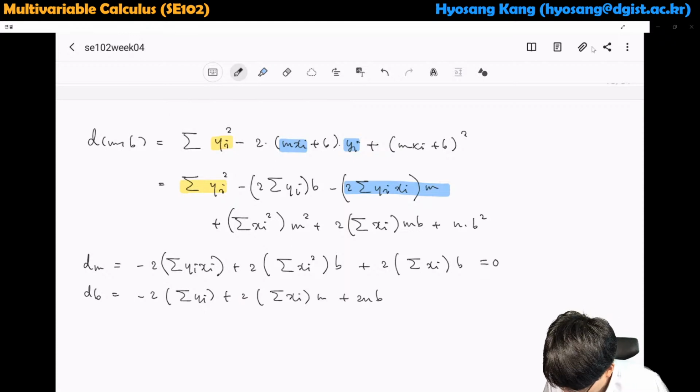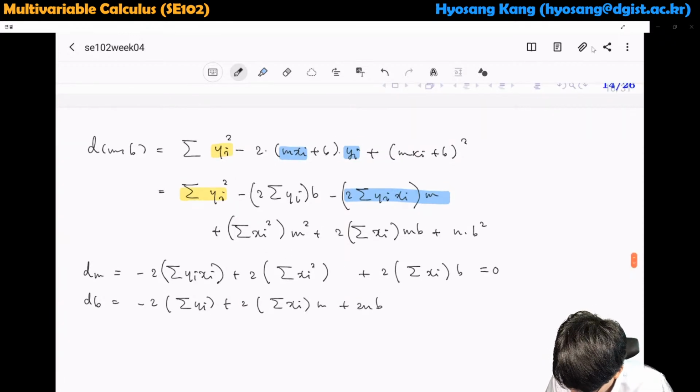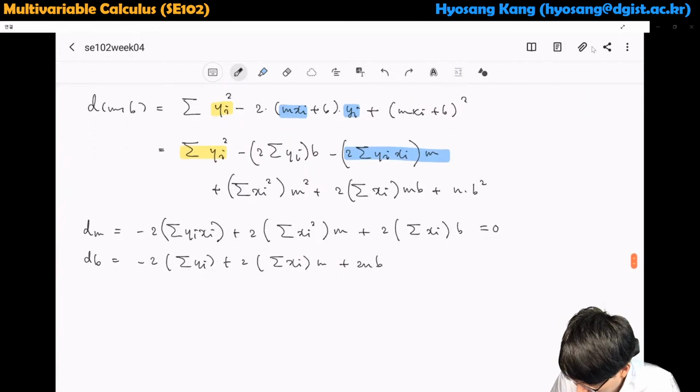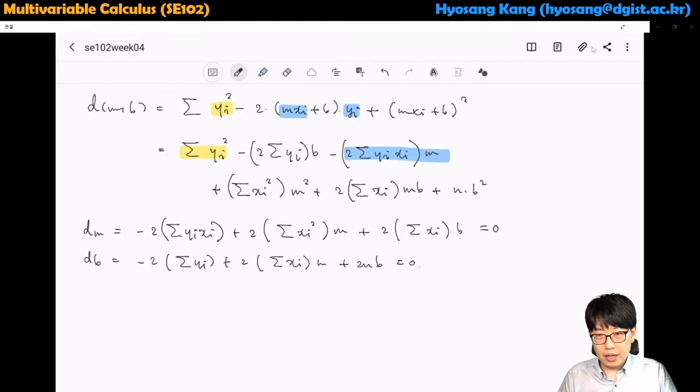Wait, I'm sorry, I made a mistake here. So this is m. Sorry, this comes from here. Okay. All right, I want this to be 0. So this looks very long, but let me rewrite this into matrix formation.